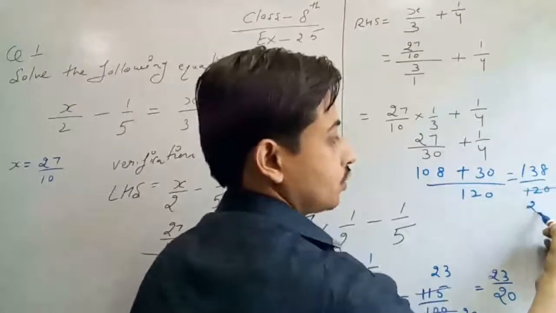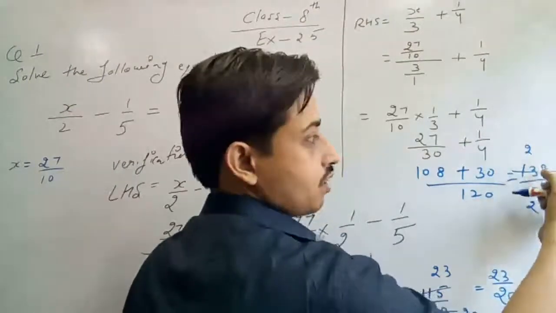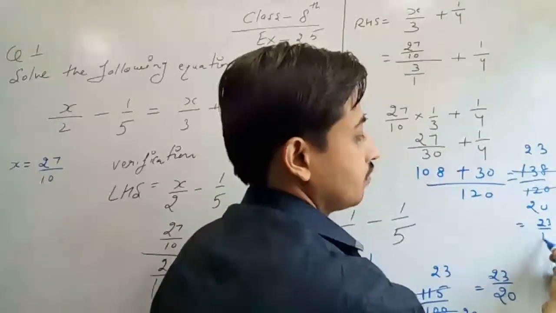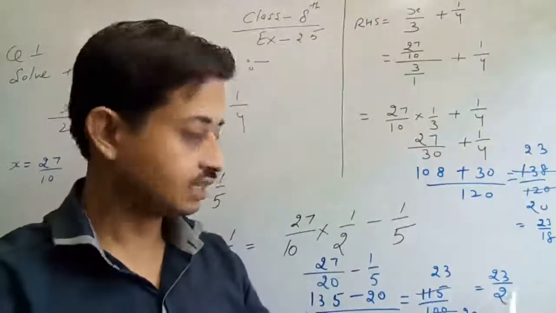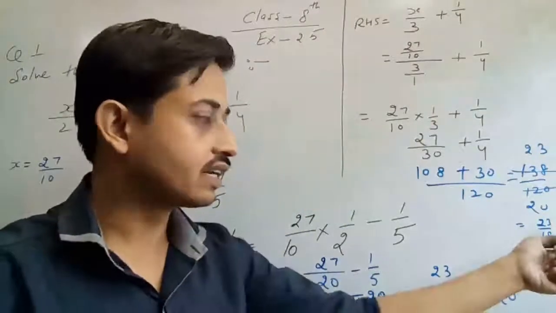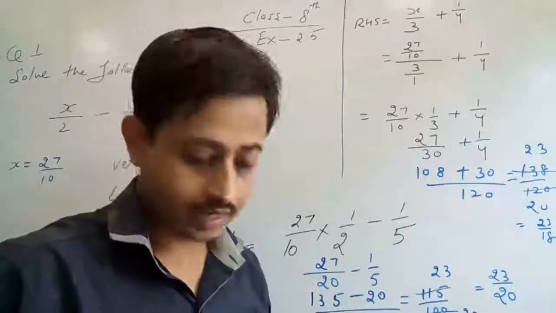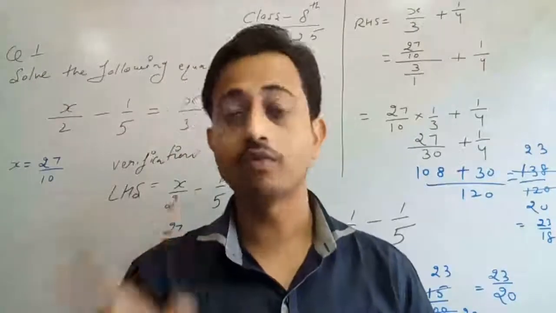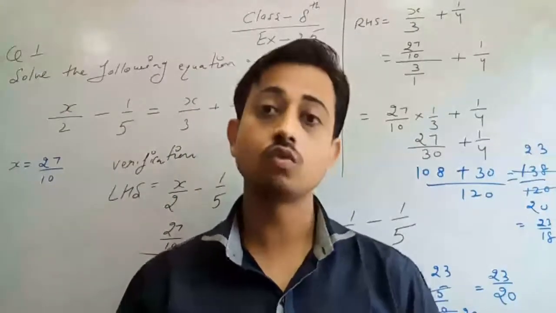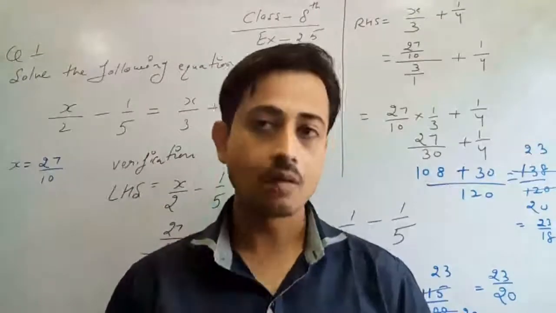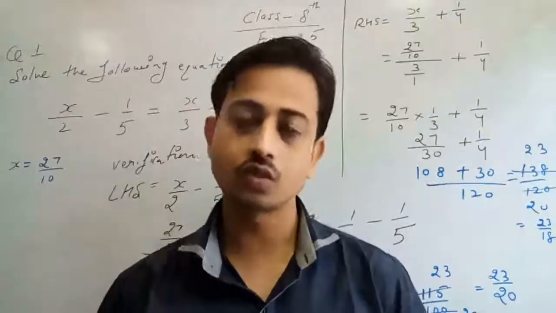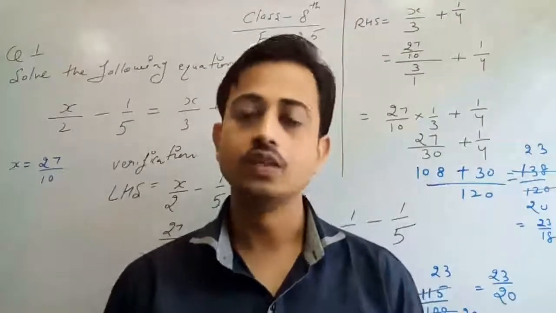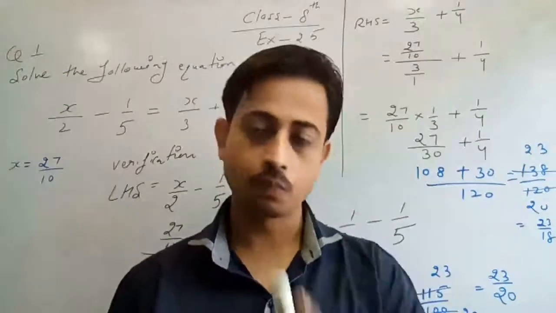6 2s are 12. 6 2s are 12, carry 1, 18. 6 3s are 18. So we get 23 by 18. So you can verify: the left hand side is 23 by 20, and the right hand side is 23 by 18. So you have to first solve for the value of x, then do the verification also. The question did not ask you to do verification, but I am saying you should, so you have no worry about your answer, because you can confirm your answer this way. So please make a note.